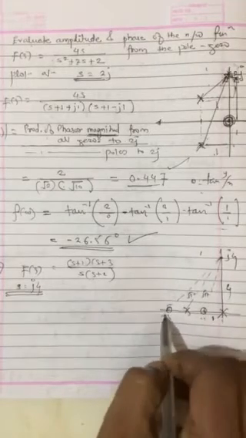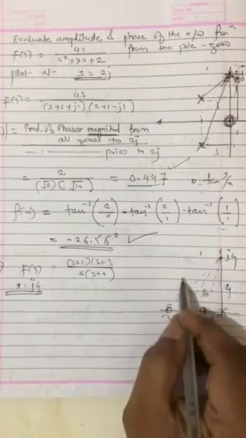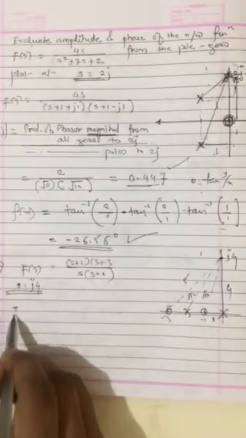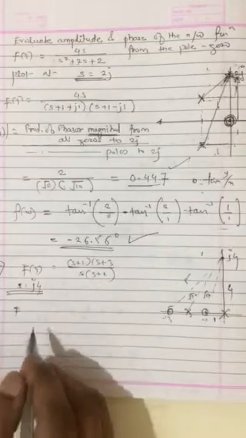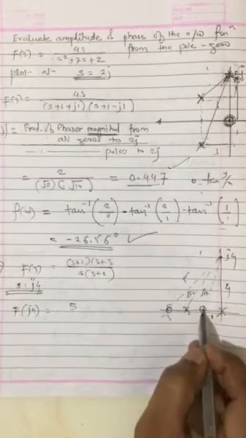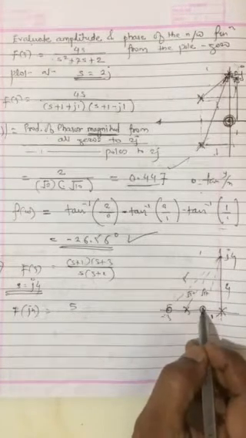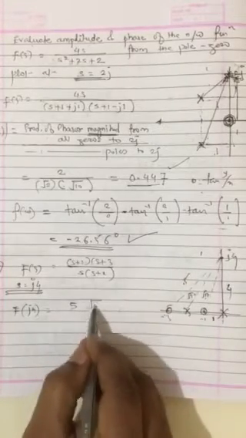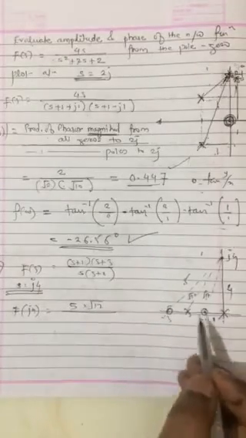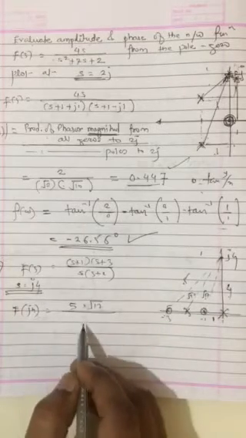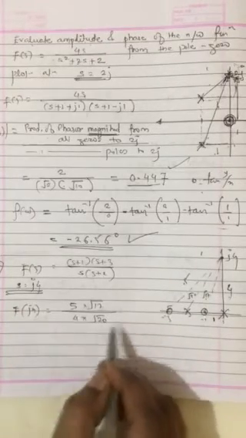This is 4 and this is 3, so 16 plus 9 is 25, so I can directly write this as 5. I have got the distance. Now, the amplitude is the product of distances from zeros in the numerator over the product of distances from poles in the denominator. So this is 5 and this is root 17, so 5 into root 17 in the numerator. In the denominator from poles, it is 4 and root 20. If you solve it, you will get 1.15.